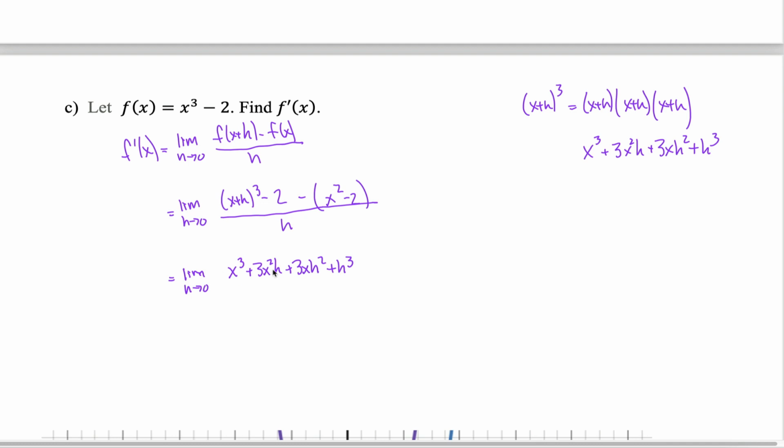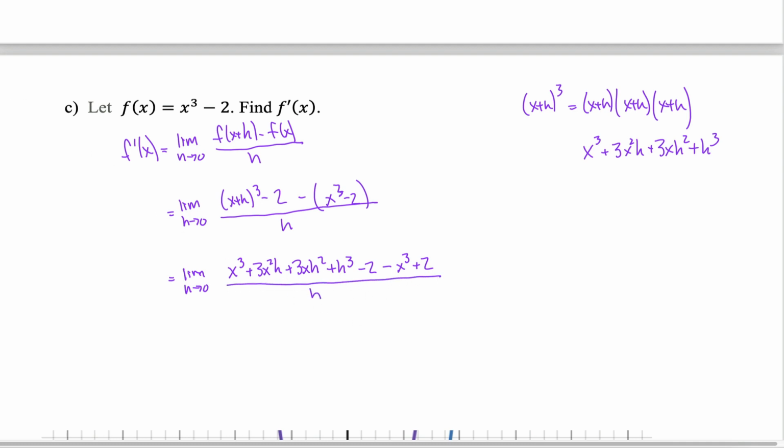So these parentheses turn into this, but don't forget I have this minus 2 also. And then we have to subtract this term. This is supposed to be a 3 here. It's x cubed minus 2. Anyways, to get rid of these parentheses, I take the negative and distribute it through. That makes that negative x cubed plus 2. And then I divide that entire mess by h.